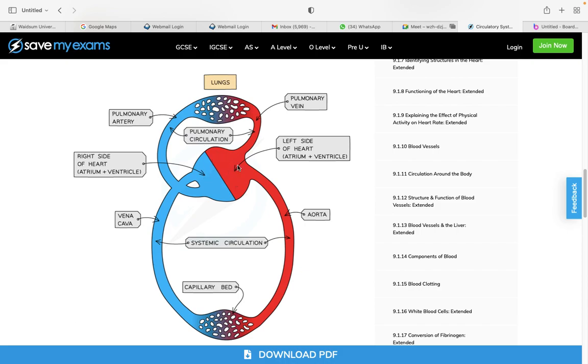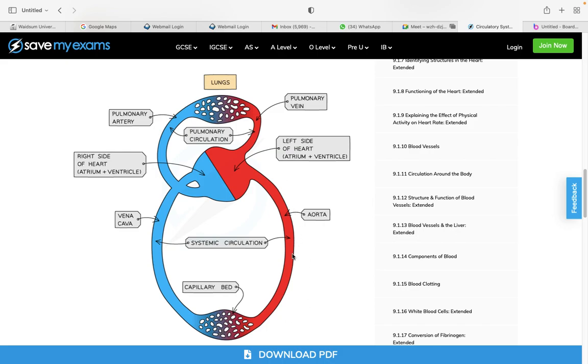There are four chambers in the heart. You can break this circle into four. One is the left atrium, and the bottom one is the left ventricle. This one is the right atrium, and this is the right ventricle. From the atrium, the valve opens and the blood goes to the ventricle. From the ventricle, it passes through the biggest artery, called the aorta, to the rest of the body.